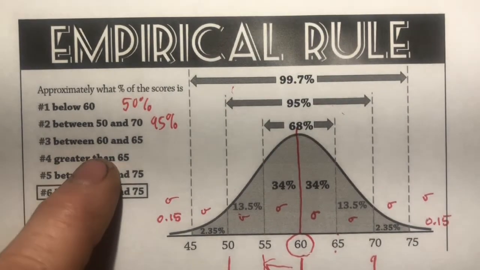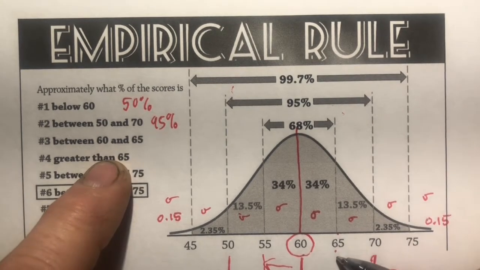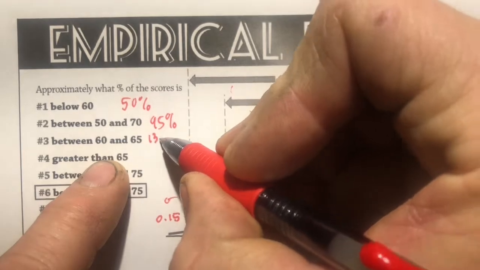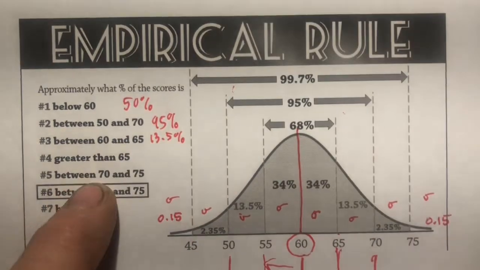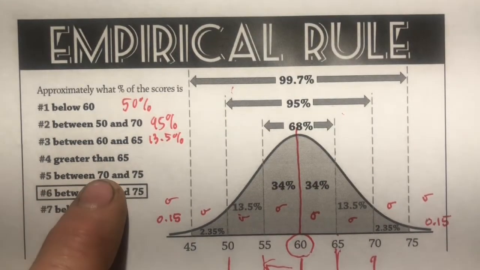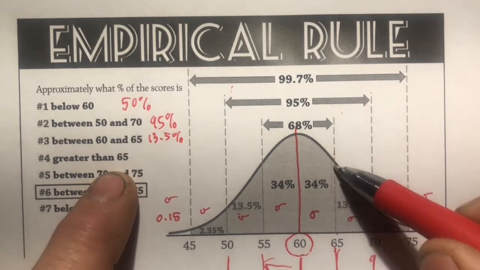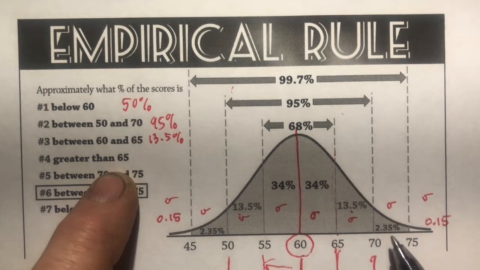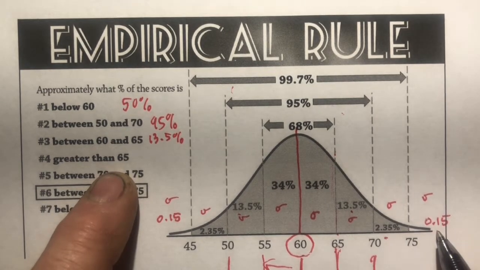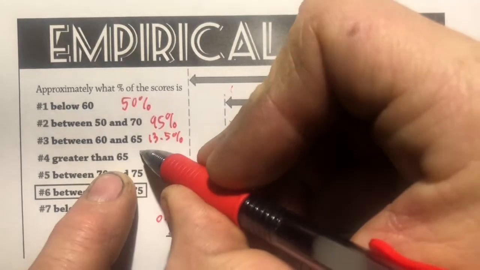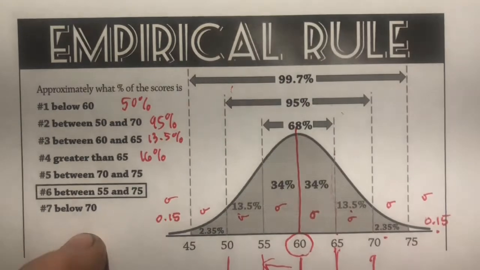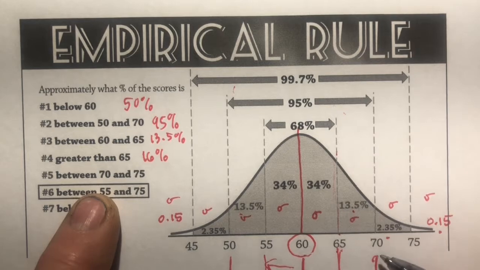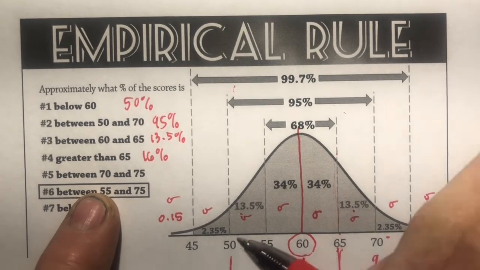What percent's between 65 and 70? Right here, 65 and 70, you're looking at 13.5%. What percent is greater than 65? All right, so we're right here, 65, so we're at 13.5, 2.35, and 0.15. That's going to be 16%. Number 5 here, what's between 70 and 75? That's 2.35.